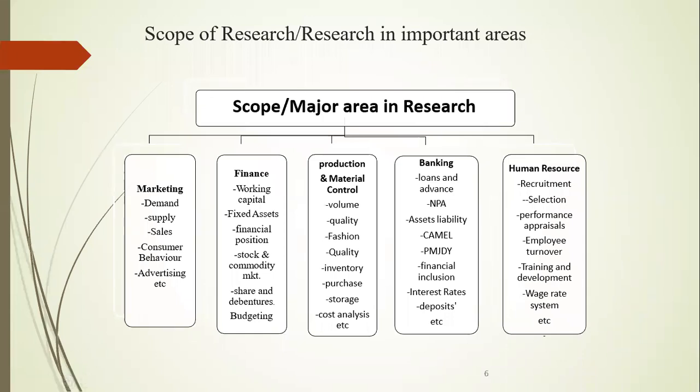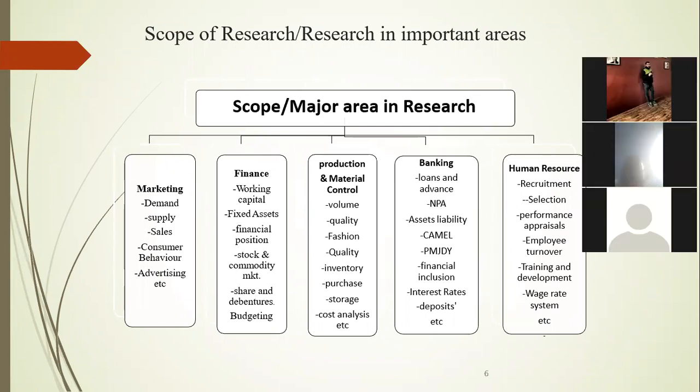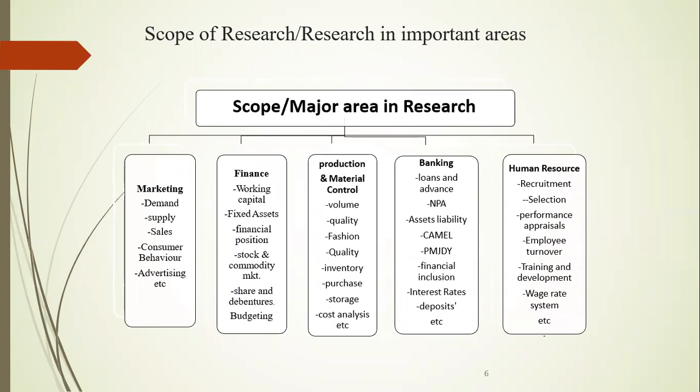Scope of research, or research in important areas. These are the areas where we do research: marketing, finance, production and material control, banking, human resource. Marketing: demand analysis, supply analysis, sales, consumer behavior analysis, advertising. Finance: we should know the working capital, fixed assets, financial position of the company, stock and commodity market, shares and debentures, budgeting. We use some formulas, we use ratio analysis, we do comparative analysis. We even make use of standard deviation, correlation coefficient, and all.